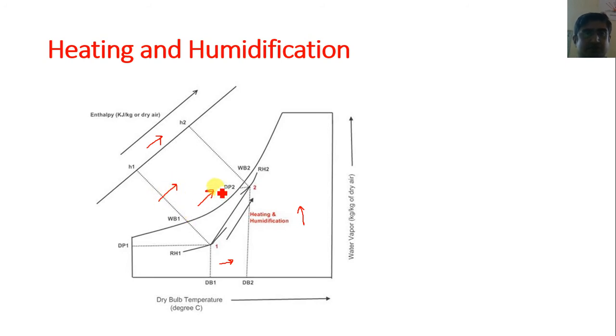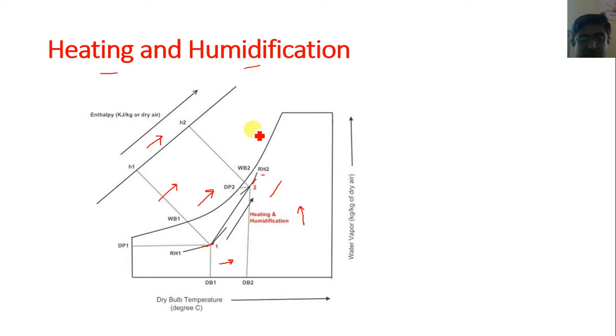Here you can see all the things are increasing, and in this case the value of relative humidity also gets increased. Here the value is less, but here the value is more. So the value of RH is also increasing in our case. Here you can see all the parameters which are increasing in the case of heating and humidification.